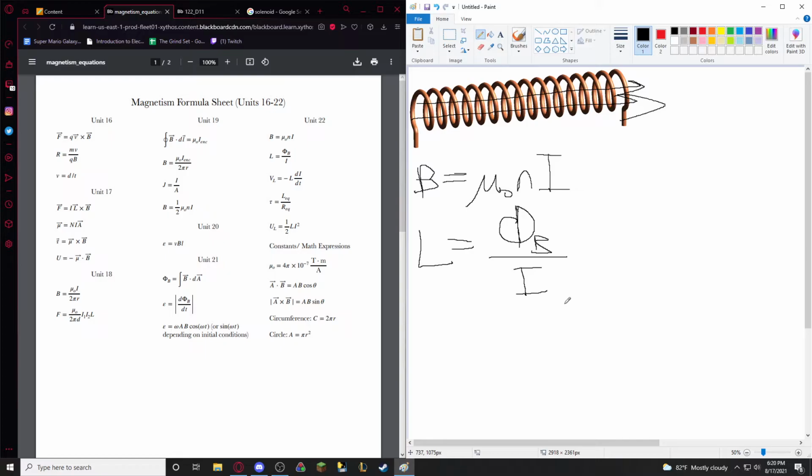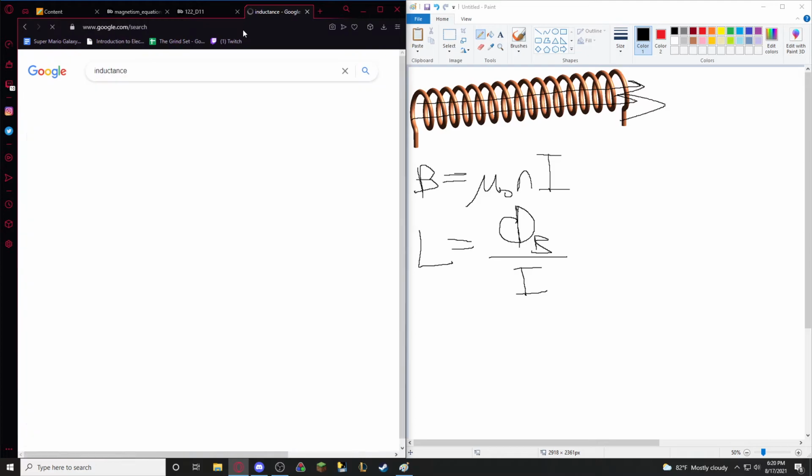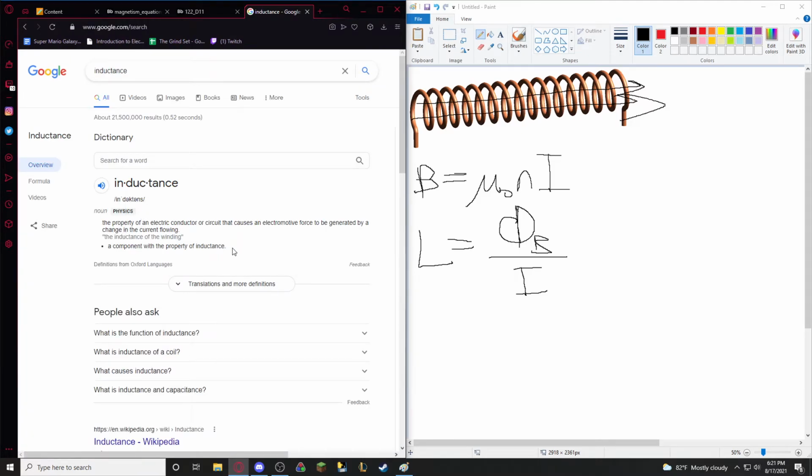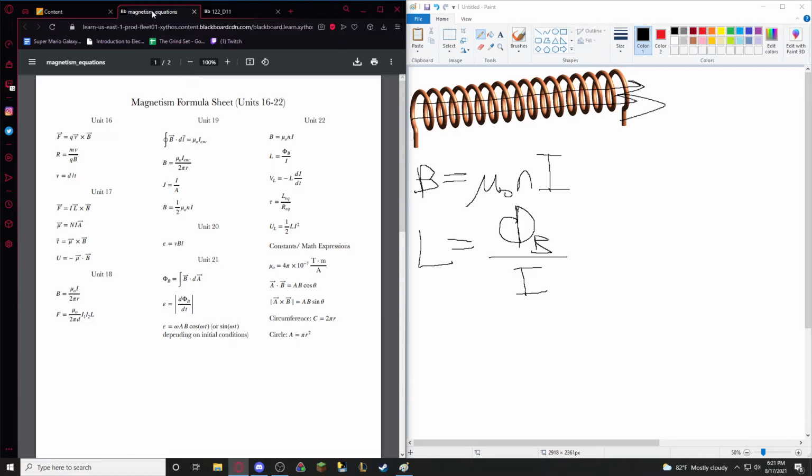Essentially, our inductance is a way of quantifying the inductor's... You know what? Let's see what Google says inductance is. The property of an electric conductor or circuit that causes an electromotive force to be generated by a change in the current flowing. Yeah, straight over my head. I'm sure it's even further over your heads. It's essentially a property of the inductor, which we can use in a few equations to calculate stuff that will be on your quiz tomorrow. That's about the best way I can put it.